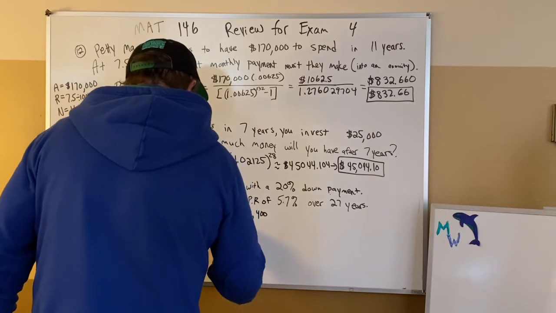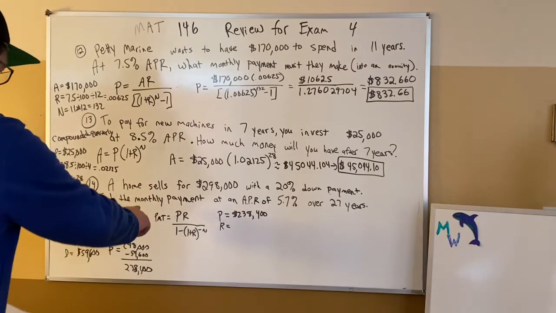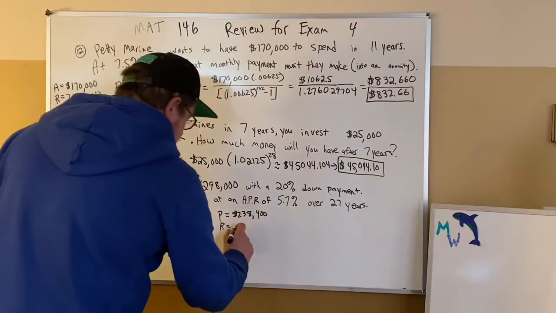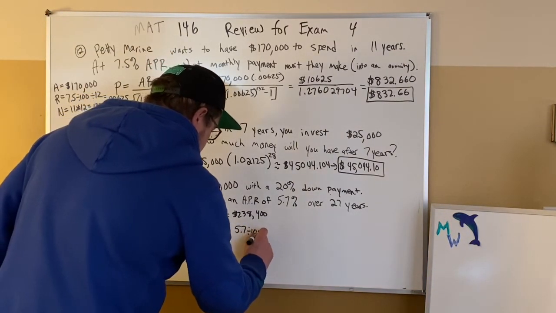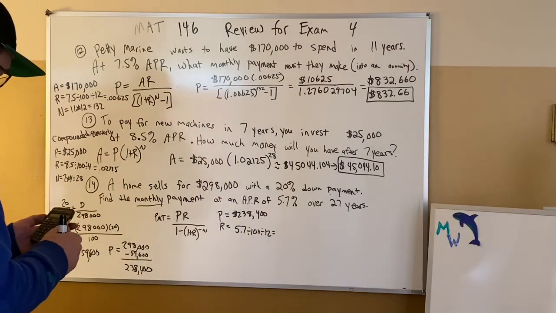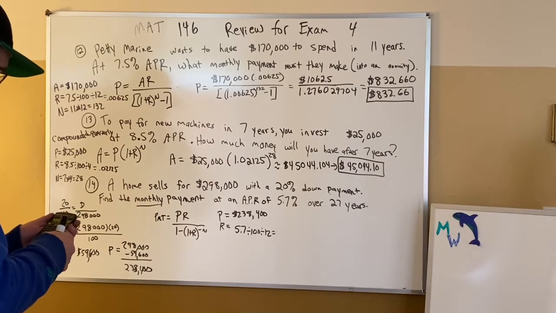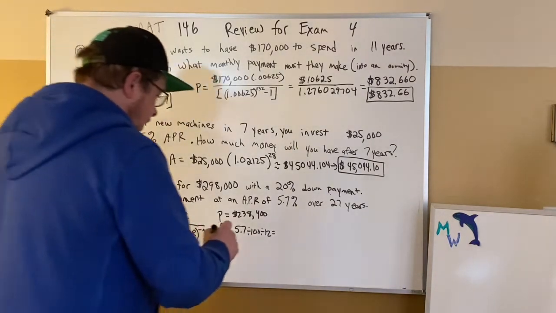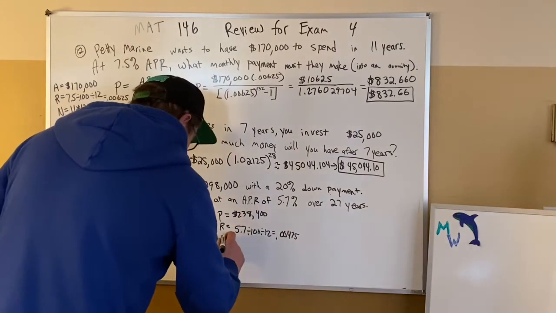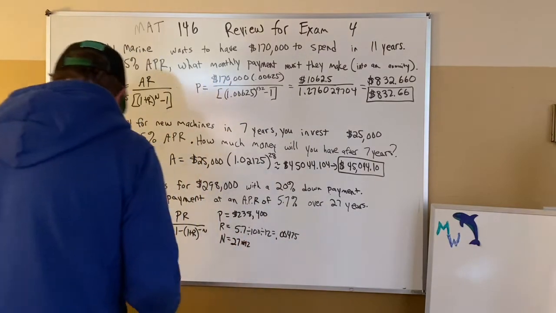$238,400. R is equal to, it's a monthly payment, monthly right there, 5.7, divide by 100, and divide by 12. Good luck. Here's why. 5.7, divide by 100, and divide by 12. That's 0.00475. And N. It's monthly, but they're doing 27 years, 12 times a month, 27 times 12.